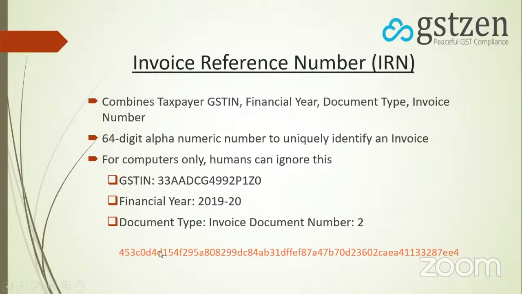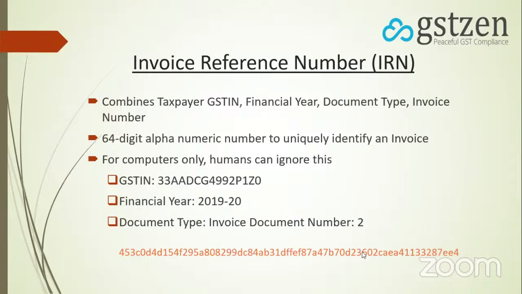So this IRN is generated based on these four pieces of information. So it will always be unique. So if you try to generate an invoice with these four pieces of information again, it will give you a result of duplicate IRN. A lot of people get confused about this.